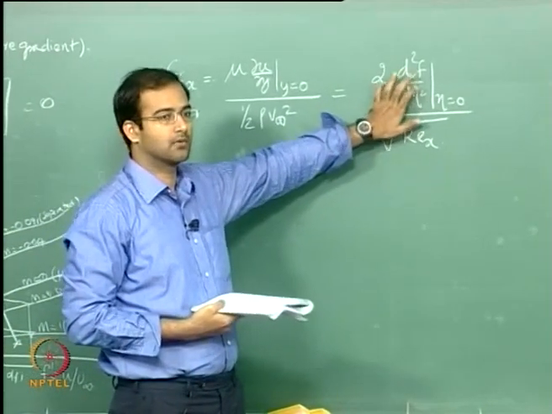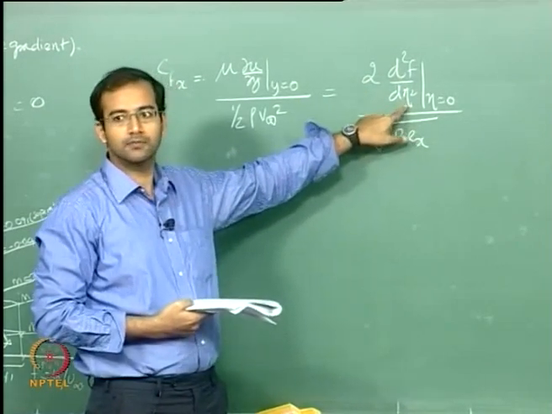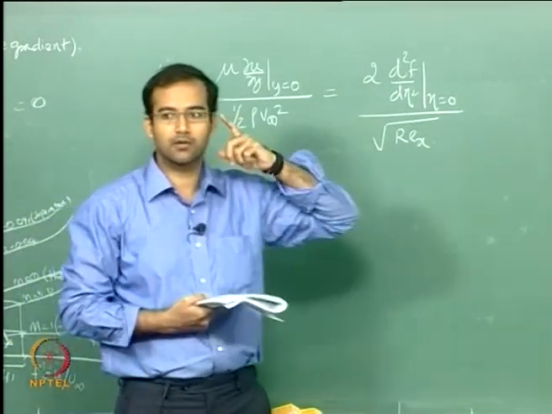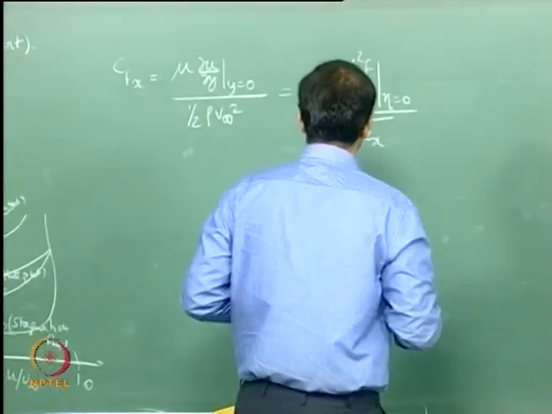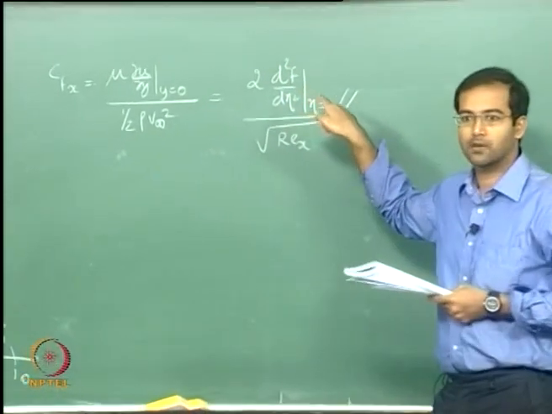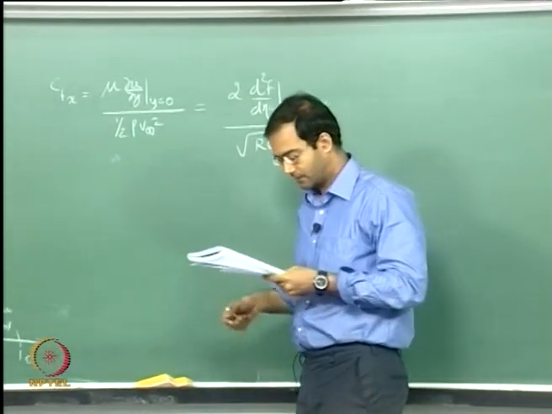This by now you all know. For the case of flat plate, the value of this is 0.332. So this leads to the familiar expression, Cf is 0.664 by square root of Reynolds number. Okay, so now all we need to know is, for a given configuration, what is this curvature at the wall. Once we know that, we can calculate the skin friction coefficient locally for that particular configuration.